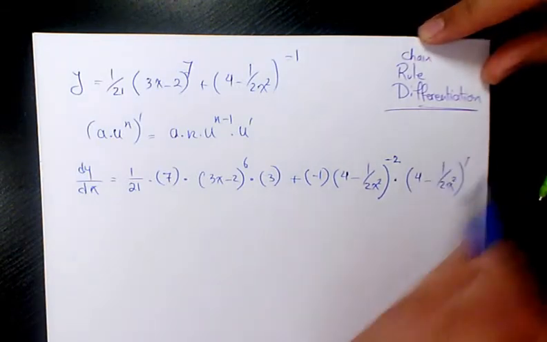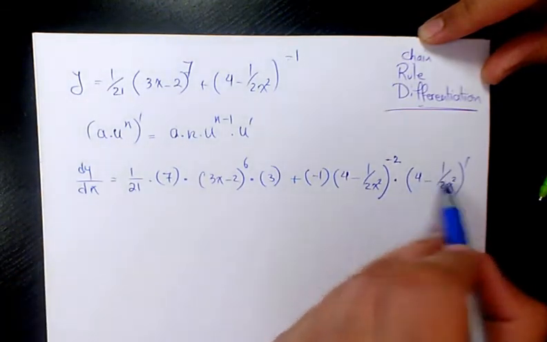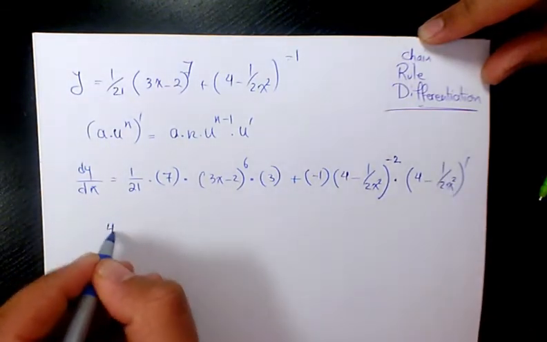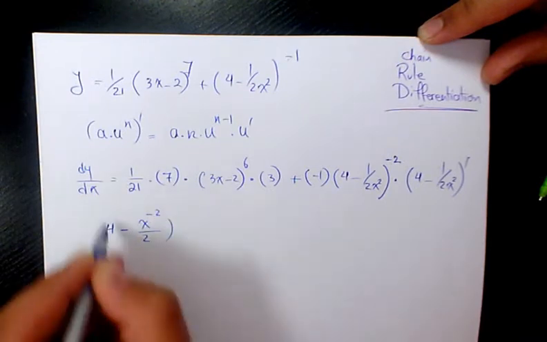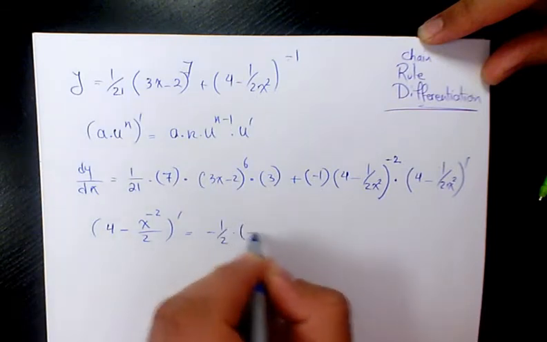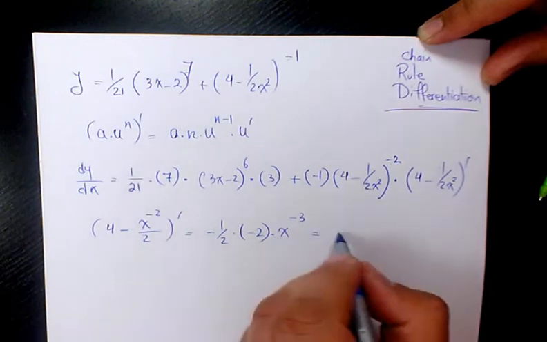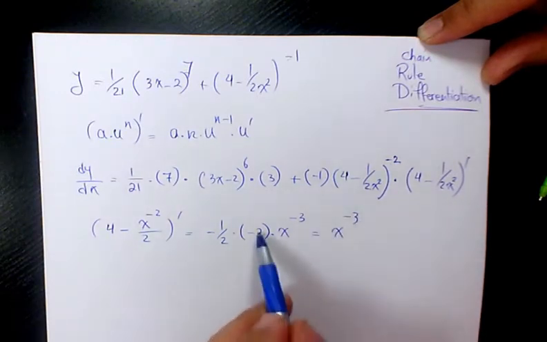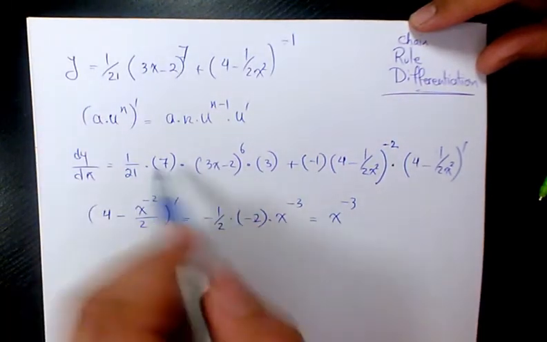So let's find out this part. 4 minus 1 over 2x squared is going to be the same as 4 minus x to the power of negative 2 divided by 2, which is going to be negative 1 over 2 times negative 2 times x to the power of negative 3, which is going to be x to the power of negative 3 because these two cancel out. So let's rearrange it.